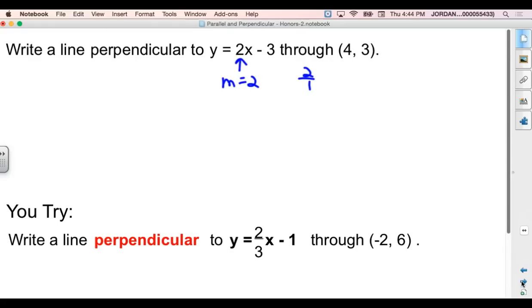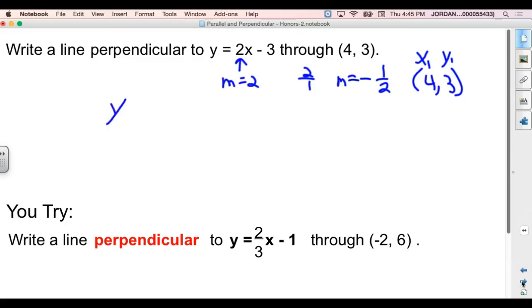Well, 2 is a fraction over 1, so when we flip it, we get 1 over 2, and of course we've got to change the sign. It's got to be the opposite and the reciprocal. You've got to change both things. So we're going to use our slope of negative 1/2. All right, we flip it and change the sign. So that's the slope we're going to use, and we're going to use the point (4, 3). 4 is our x1, and 3 is our y1.